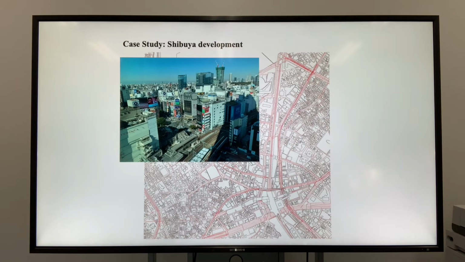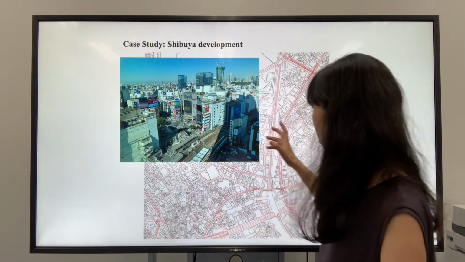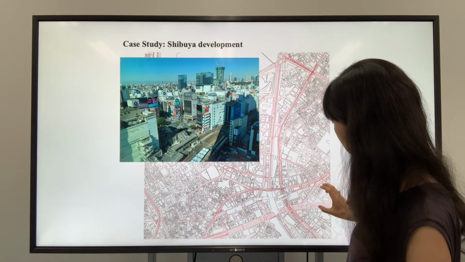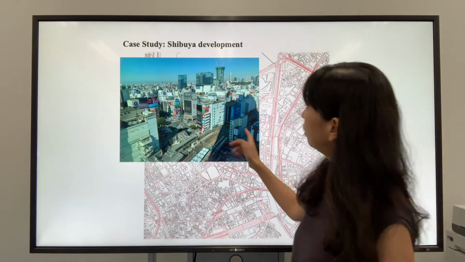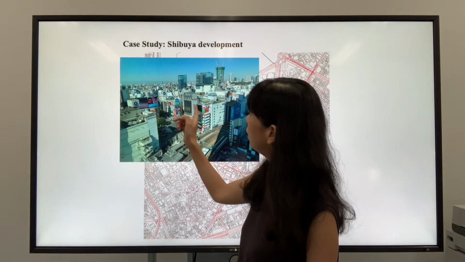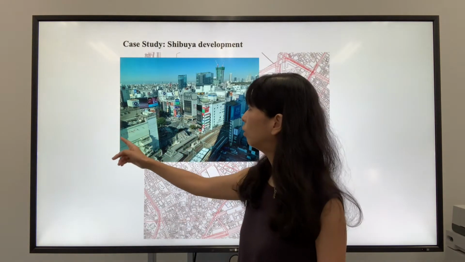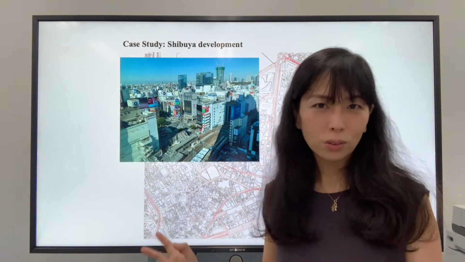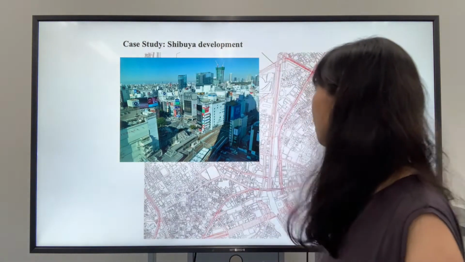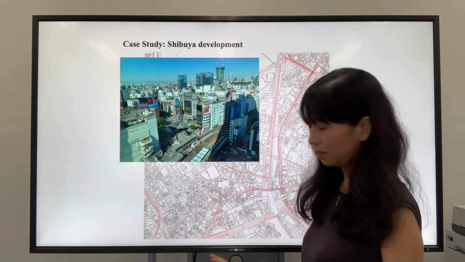From now on, I'm going to explain a bit more in detail about the Shibuya development. The photo here is an image from this side towards this end. And here you will understand that many of the buildings that you see are developed by Tokyu. I don't know if you can see this name here, it says Tokyu. So Tokyu is the name of the developer, and they are responsible for developing many of the places in Shibuya.